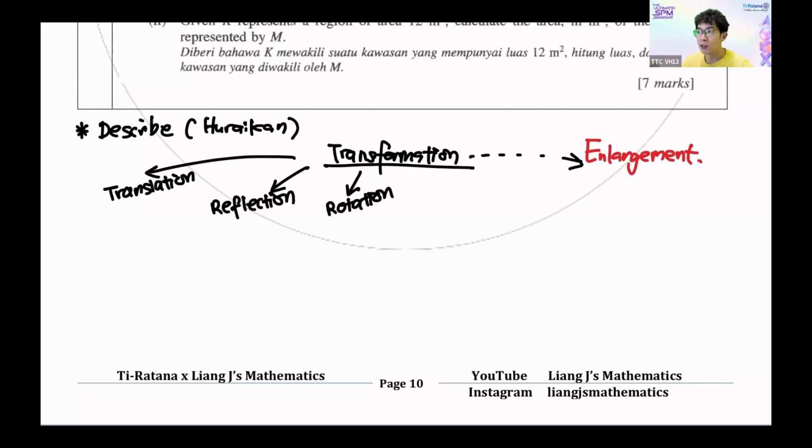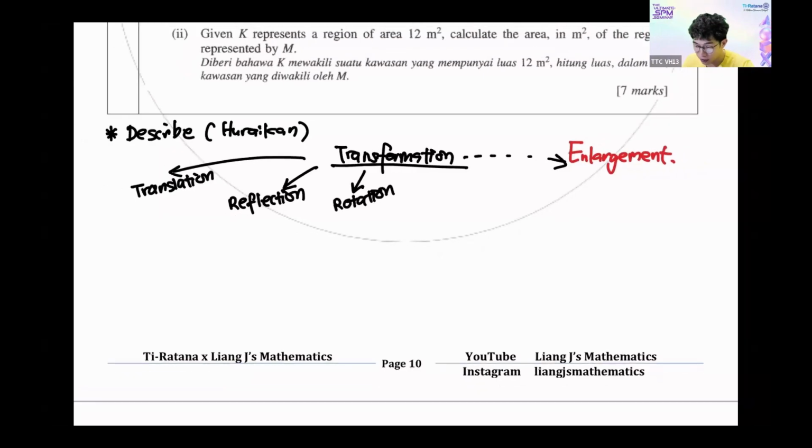Now, first thing, under describe, under Huraikan, you need to know how to recognize. Let's go into the describe question. Everyone, tell me in the chat, under part A, part B, and part C of the transformation question, which part is about describe? A, B, C, which one? Yeah, part B. Very good.